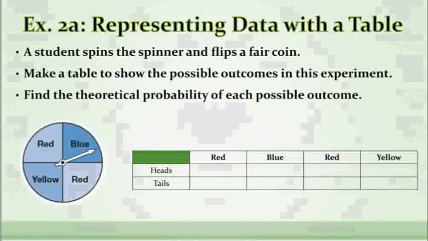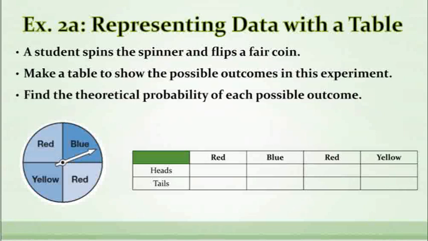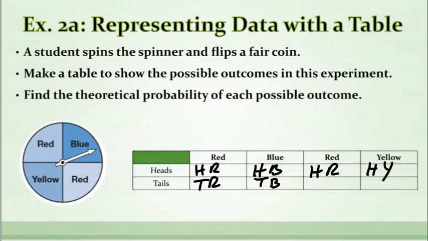Next one, represent data with a table. A student spins the spinner and flips a fair coin. Make the table to show the possible outcomes in this experiment, and then find the theoretical probability of each possible outcome. So you can get heads red, heads blue, heads red, heads yellow, or you can get tails red, tails blue, tails red, tails yellow.